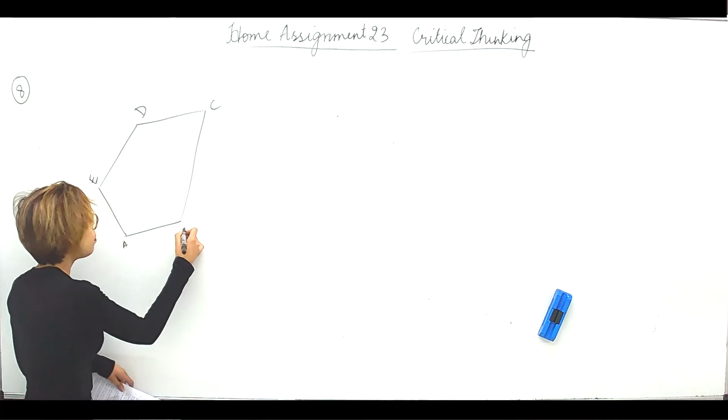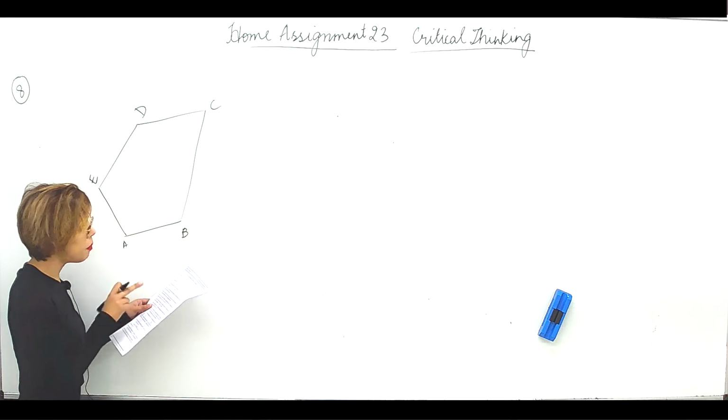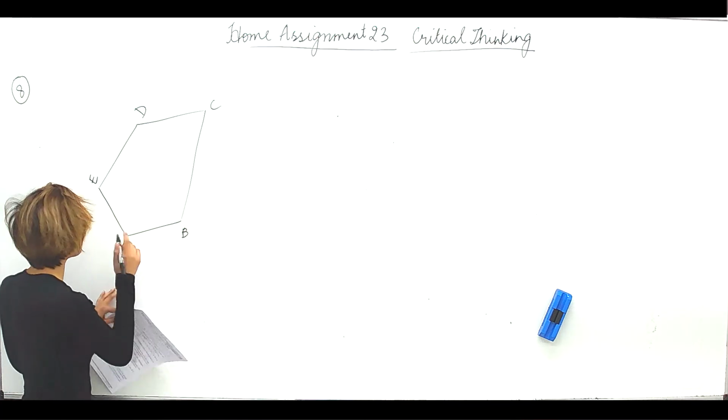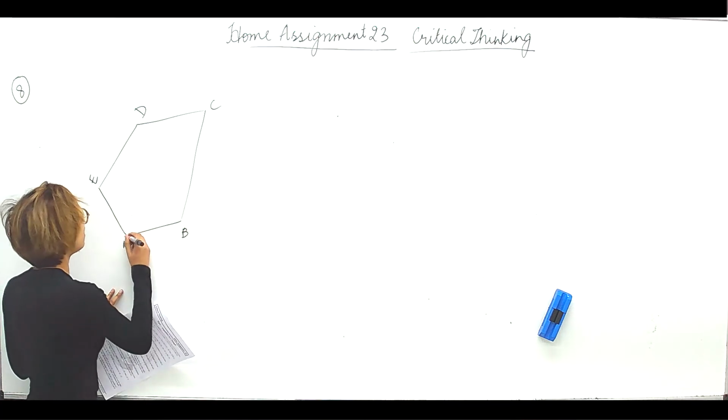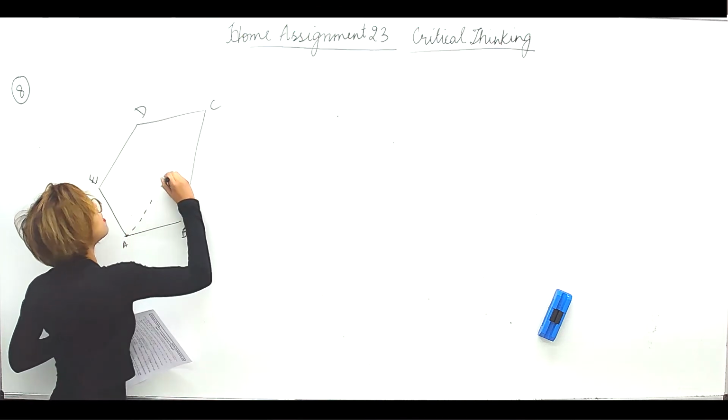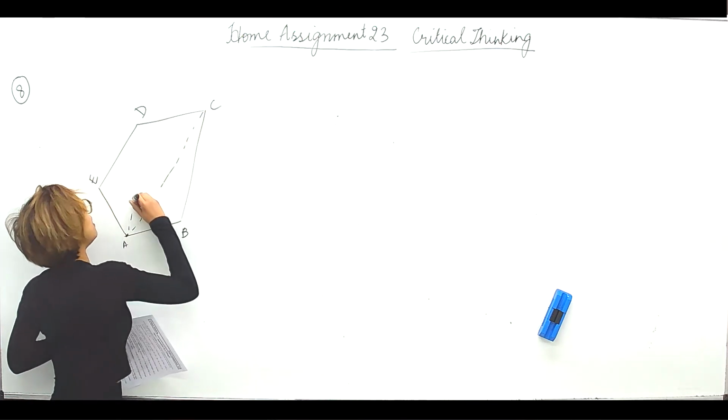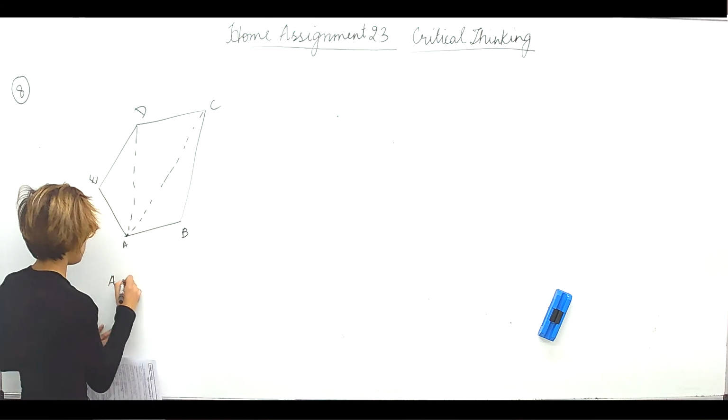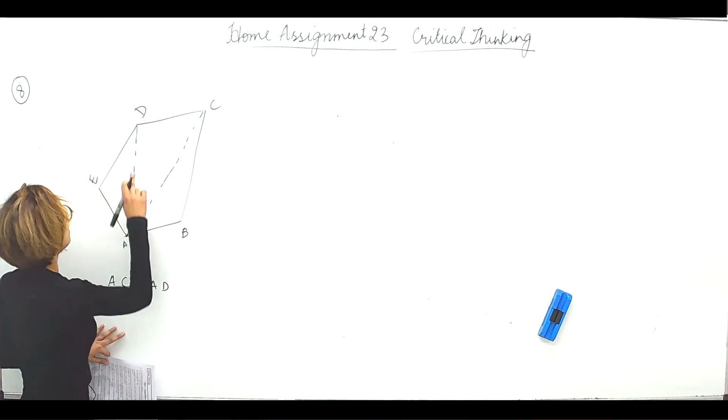Now there are two parts to the question. I need to show that the sum of the diagonals of a convex pentagon is greater than the perimeter. First of all, let me see the diagonals. AB is a side. AC is the first diagonal, and then AD is the diagonal. AE is a side.